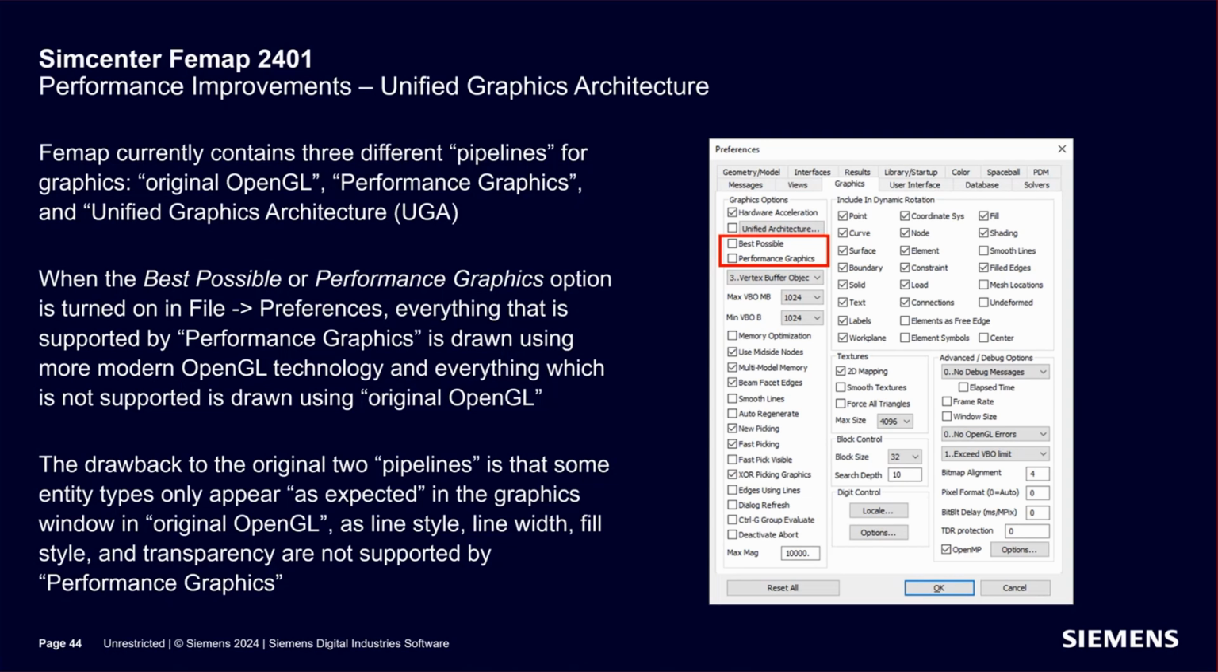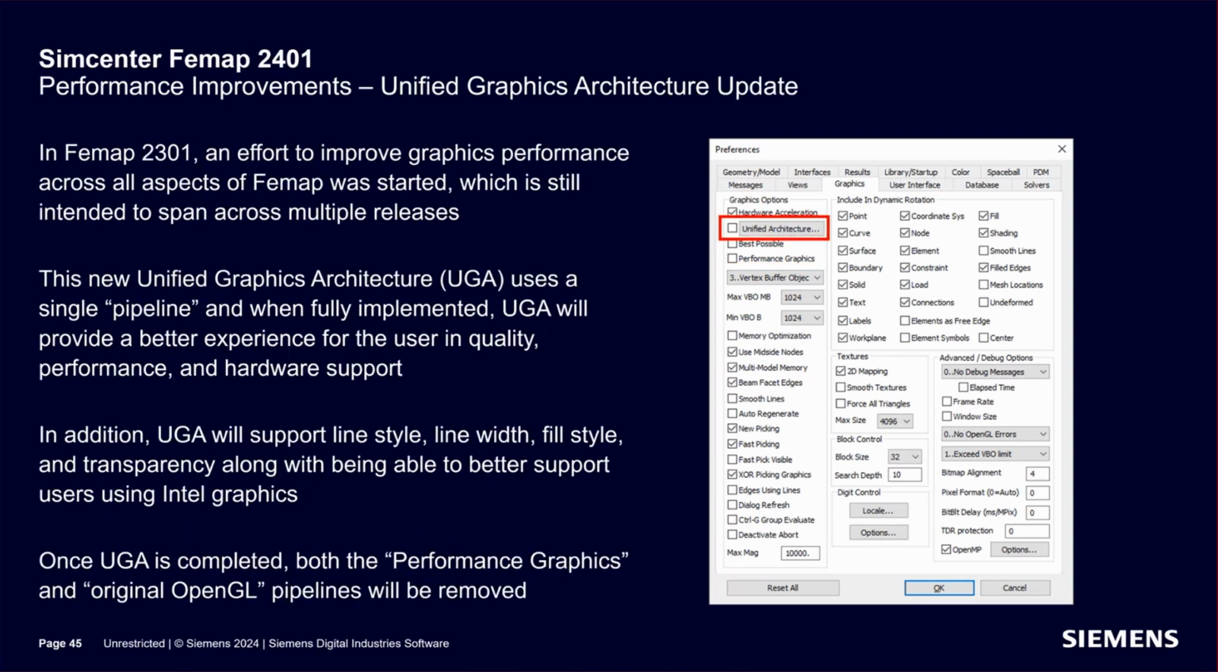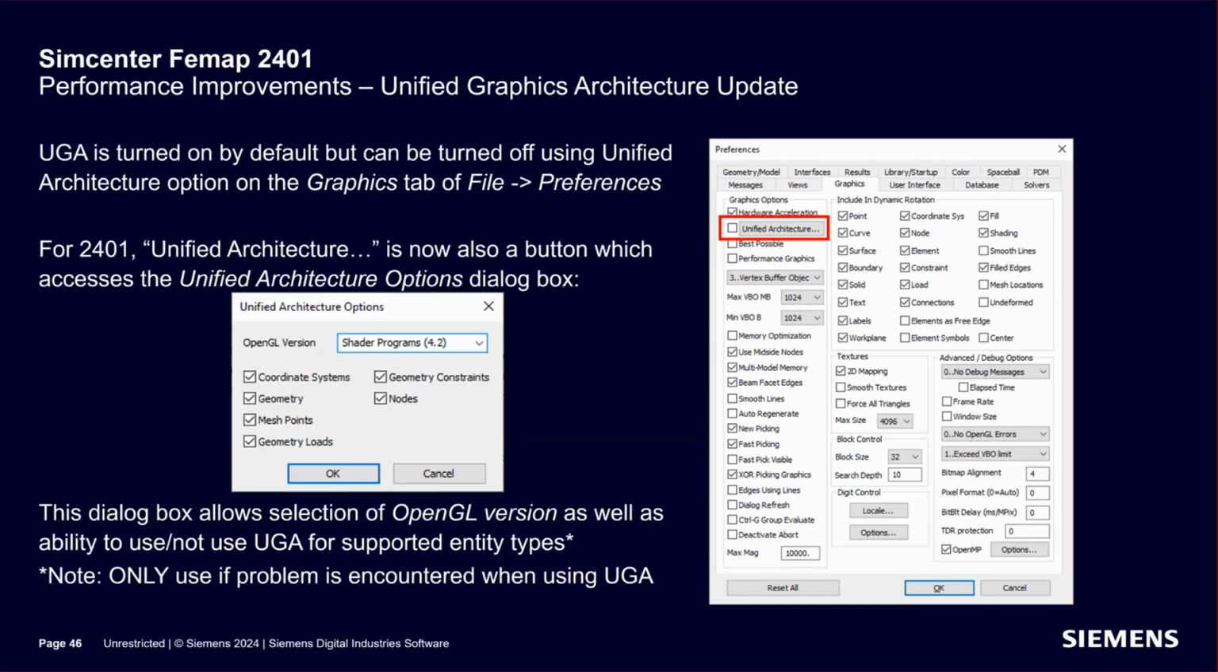Certain things worked in OGL but couldn't work in performance graphics for whatever reason. You can see them down at the bottom there: line style, line width, fill style, transparency, that type of stuff. So you had to turn that off, and even some stuff never made it into performance graphics, like beam cross sections. As soon as the unified architecture is ready, which we started in 2301, this is a multi-release effort. There will only be a single pipeline once implemented, and it will be much easier for us on the Femap end to add support for new things. It's completely re-architected in a way that makes it so much easier, but it took a lot on the back end to get it ready. Once it's done, performance graphics and original OpenGL will be removed.